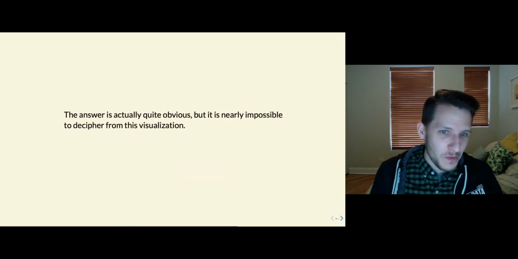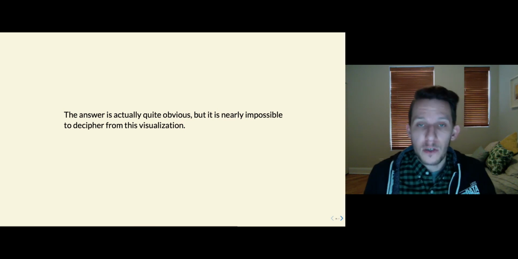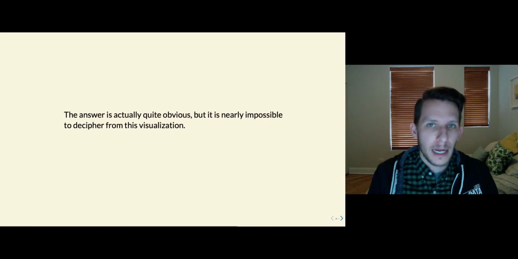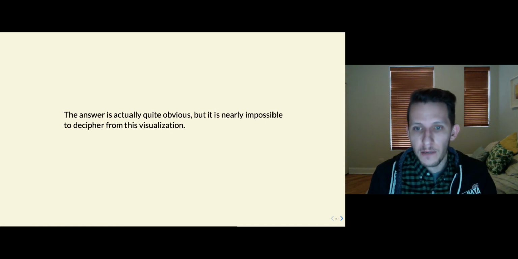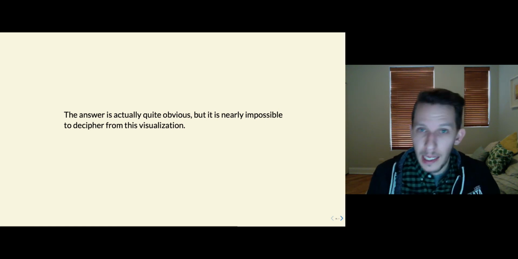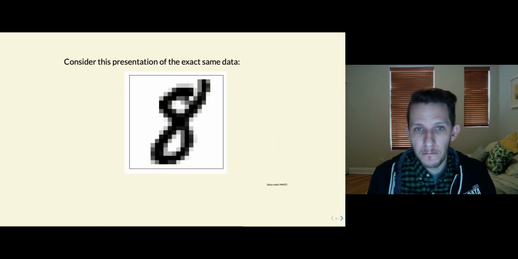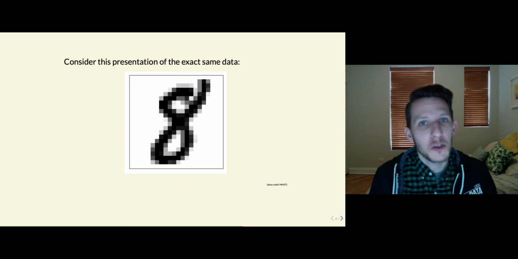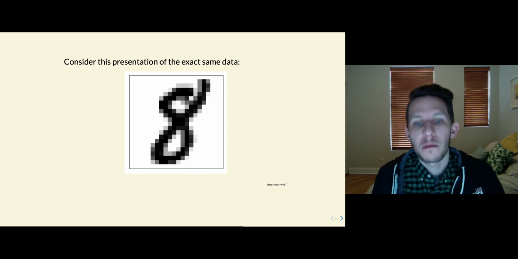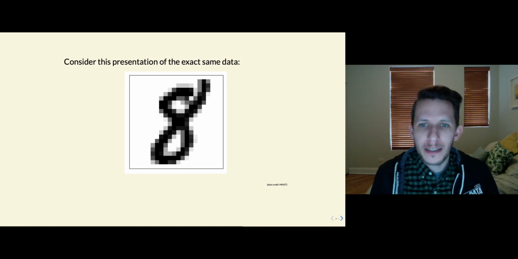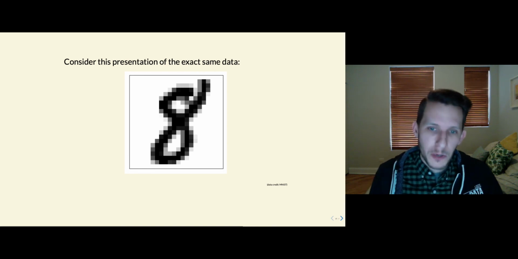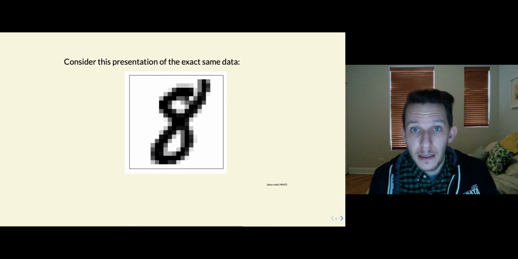For this particular data set, the answer to what are we looking at is actually quite obvious, but you can't really tell it from the previous visualization. Let me show it in a slightly different method. Okay, this is the exact same data shown in 2 dimensions with a little bit more intelligent choices in what's being visualized. And clearly, what you now see is a figure 8, right?